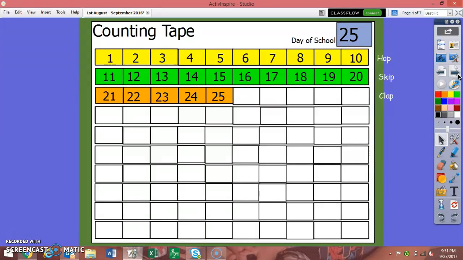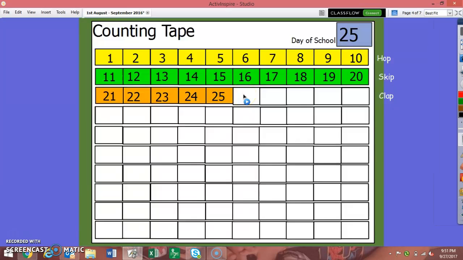And then this is our counting tape. So each day of the school year, I take off a strip, a little square, to reveal how many days we've been in school. And then for each group of 10, we have an action. So this strip is a hop, this strip is skip, and this strip is clap. So they stand up and we count to the days that we've been in school, and they have to do that action for each 10. And then we do it backwards to help with their subtraction. And so they do the 25th through the 21st clapping, skipping, and then hopping.